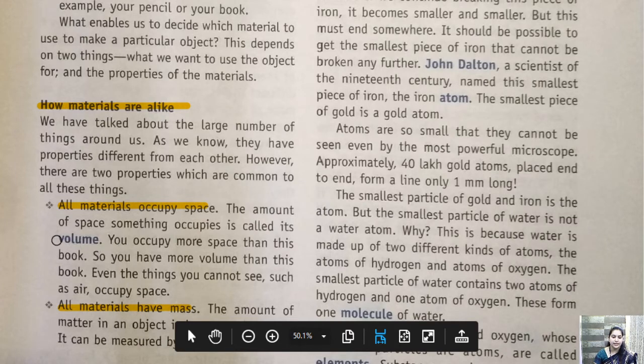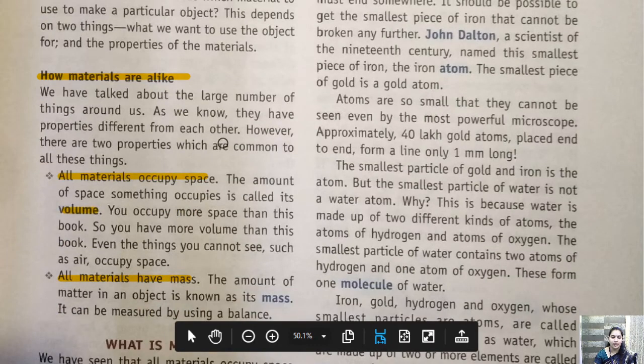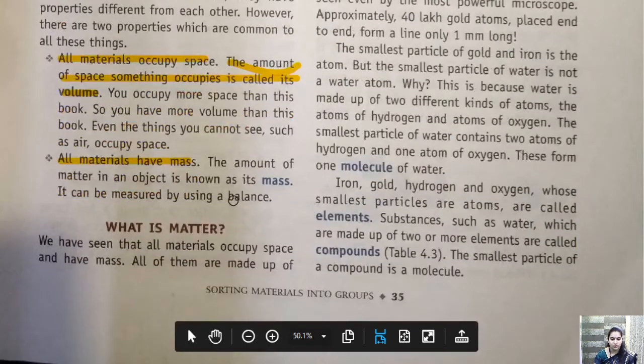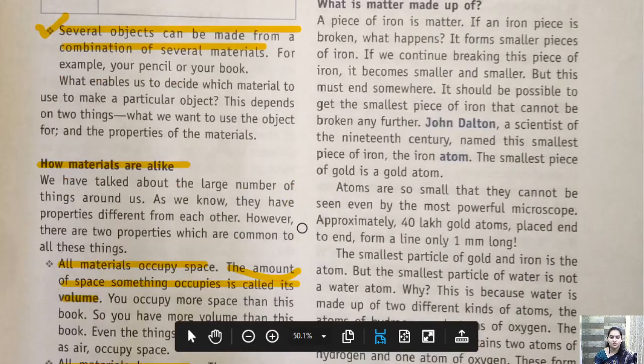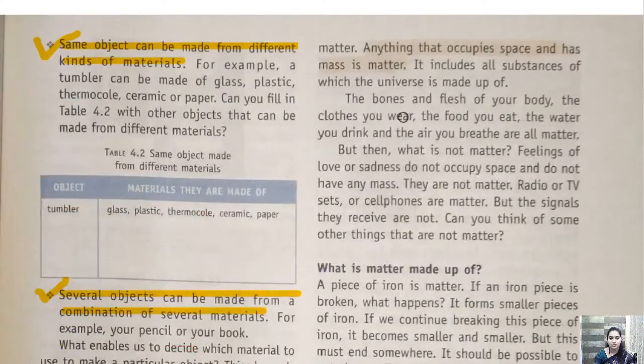Underlined? And then you should know what is the definition of volume. The amount of space something occupies is called its volume. So this also you should know. Okay. Now what is the definition of matter? This is important. Anything that occupies space and has mass is called matter. This is important. Examples you know.